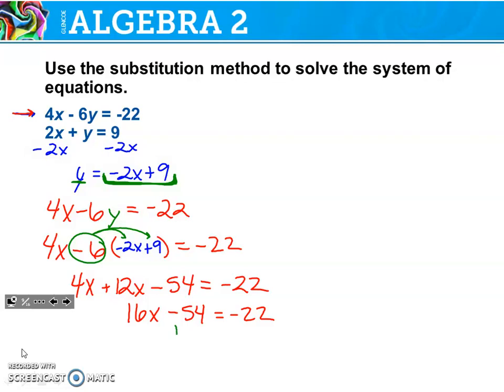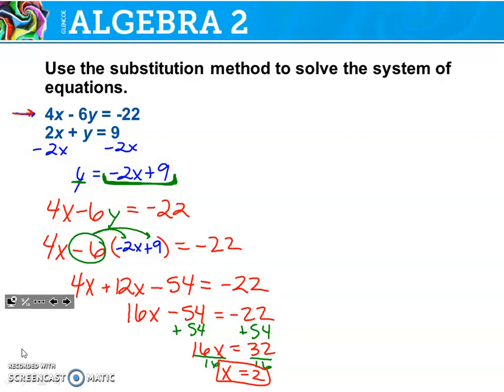Okay, then I would need to add 54 to both sides of the equation. 16x equals negative 22 plus 54. Ooh. Gives me, should be, positive 32. Okay, again, trying to get x by itself, so divide both sides by 16. Gives me x equals 2. Okay, so that x equals 2 is important. That's not my final answer, though.